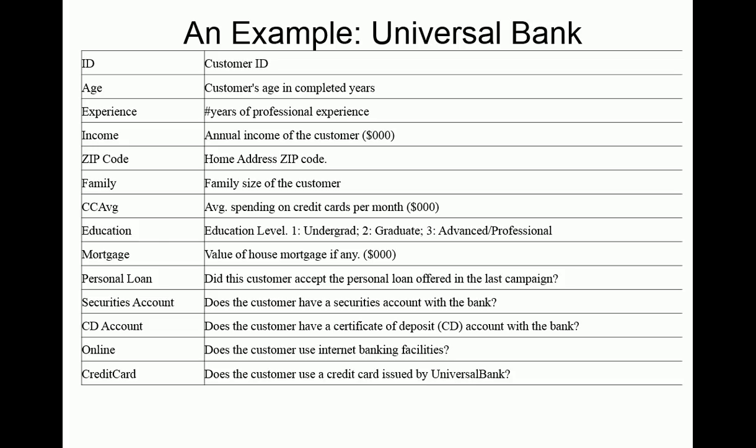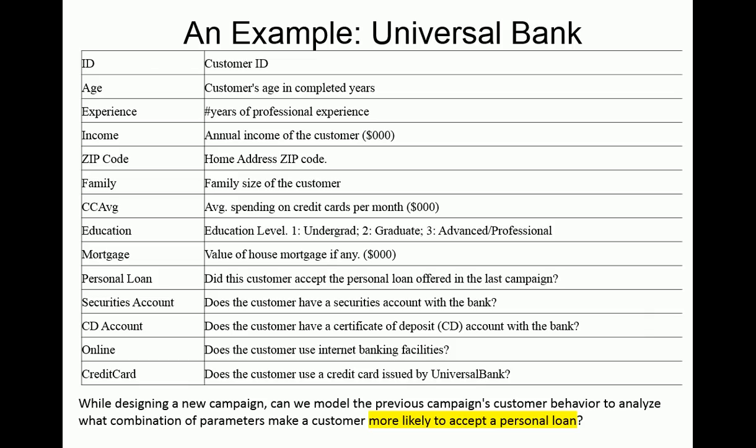So we have a bank data, and in this bank data, basically our objective is, if this bank designs a new campaign, what is the likelihood of a person accepting the personal loan? In the past, they have done some similar stuff. We have collected the data, or they have collected the data.